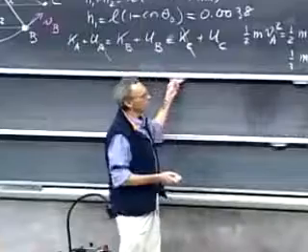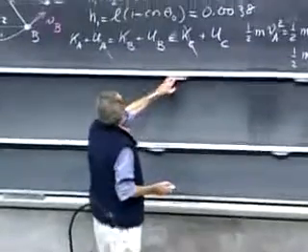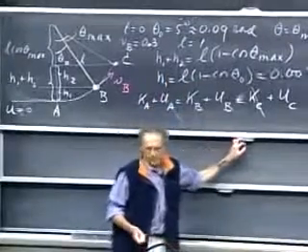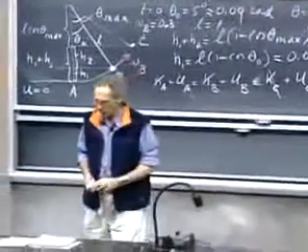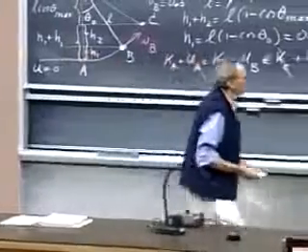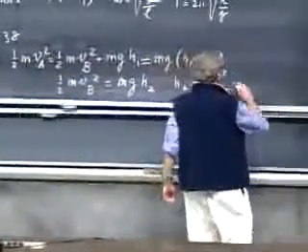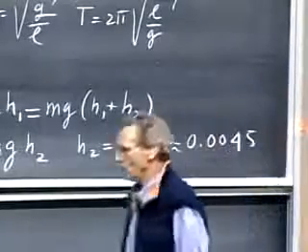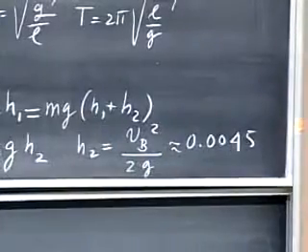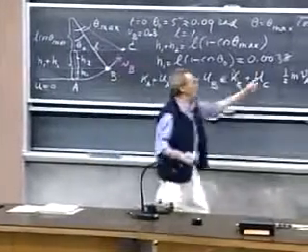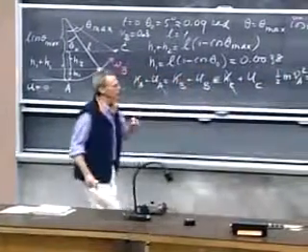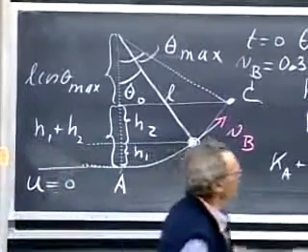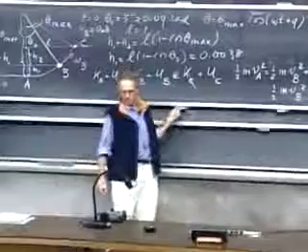So I know h2. And now that I know h2 and I know h1, I can go to this equation and I can ask what is the cosine of theta maximum. h2, by the way, in case you're interested in numbers, is about 0.0045. So it is 4.5 millimeters. So it was originally 3.8 millimeters h1, and now h2 is 4.5 millimeters higher. So you can calculate the cosine of theta max.